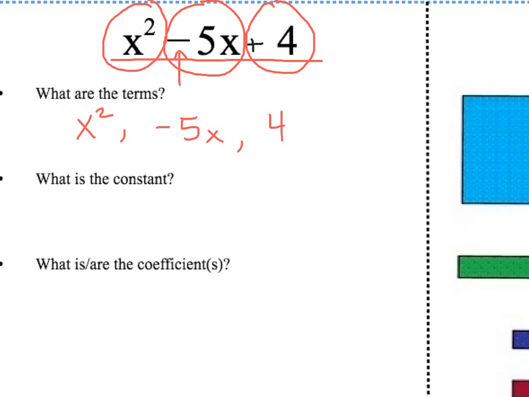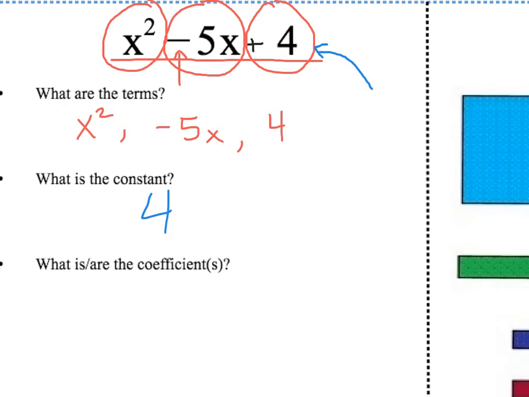The next question asks, what's the constant? And notice the constant is any term that is standing alone. It does not have any variables next to it. So the only term that does not have any variables next to it is this one, which is the 4. So the 4 is the constant.